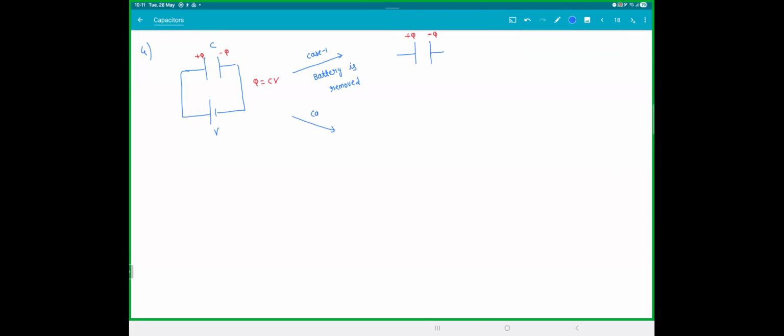Case 2, the battery is present. So you did nothing. You just left it as it is. So whenever you keep the battery, what does the battery do? It maintains a constant potential difference. So without battery, the charge has no place to go anywhere. With the battery, the potential always has to remain same. Now in both the cases, case 1 and case 2, the distance between the plates is doubled. So case 1, remove the battery, double the distance. Case 2, keep the battery, double the distance. I hope everyone is getting the two scenarios.